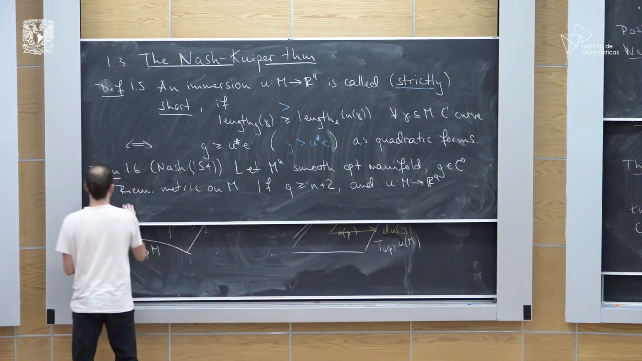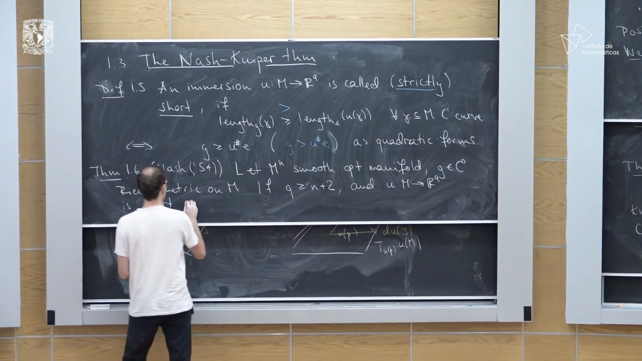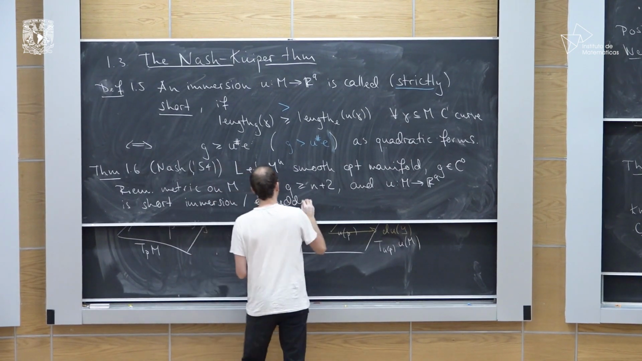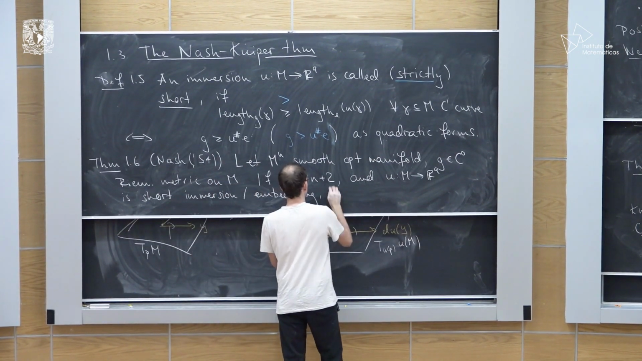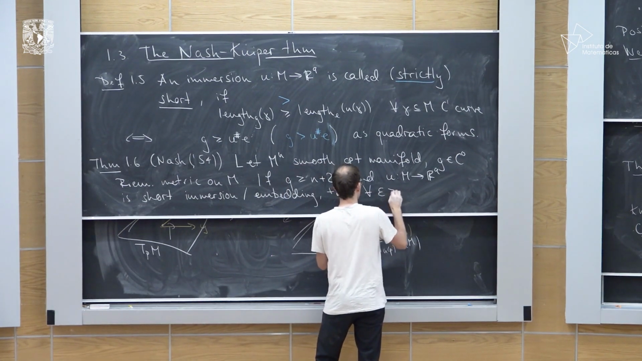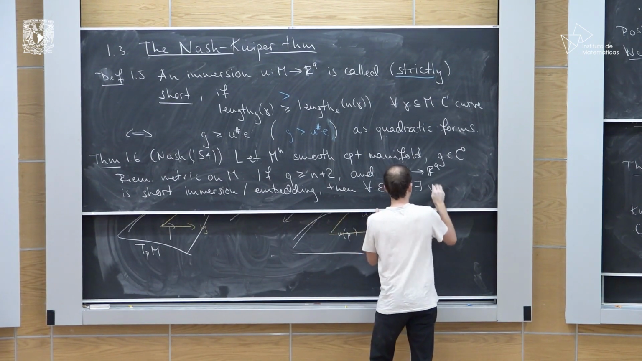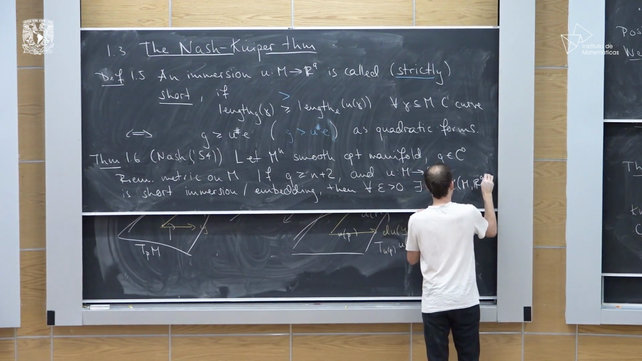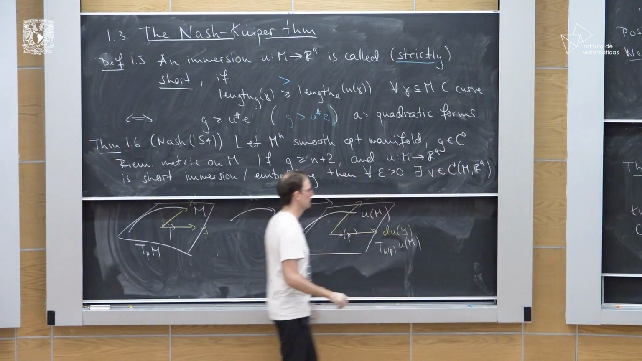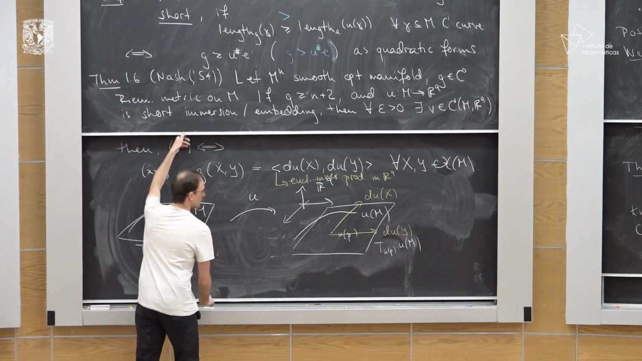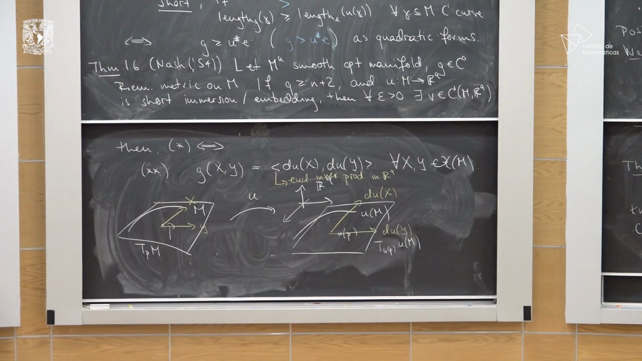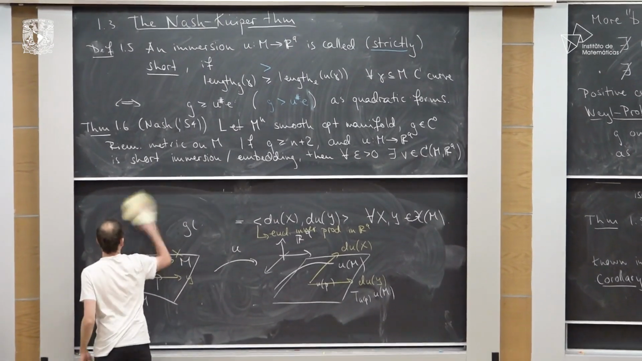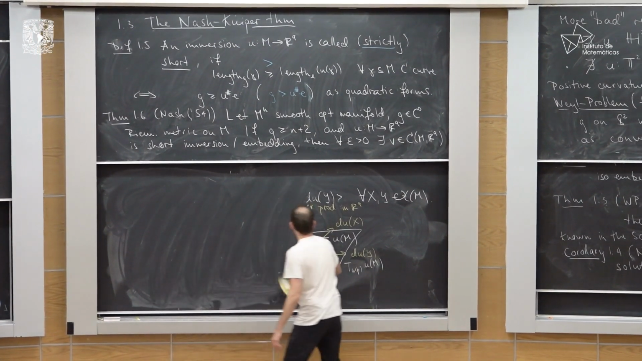So any small neighborhood, if Q is bigger than or equal to n plus 2, and U is a short immersion or embedding, then for any epsilon bigger than 0, there exists an isometric map. So it's a solution of your system of PDEs of regularity C1, very classical solution. This map is an immersion or an embedding, depending on whether you start off with an immersion or you start off with an embedding. And it's arbitrarily close to the short map.